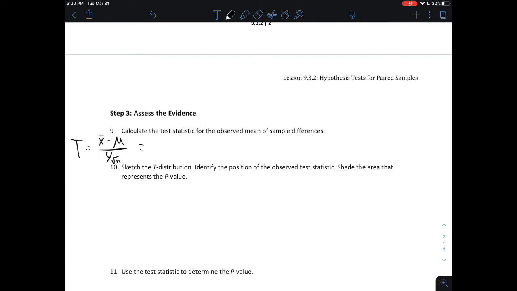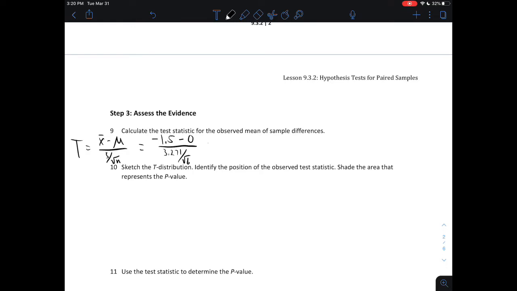So our sample mean is -1.5. The population mean, mu, remember that comes from our null hypothesis, that's 0. And then we have to divide by the fraction that has our standard deviation, 3.271. And then we need to divide that by the square root of 6.